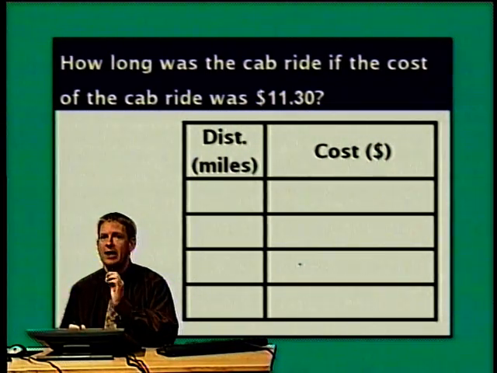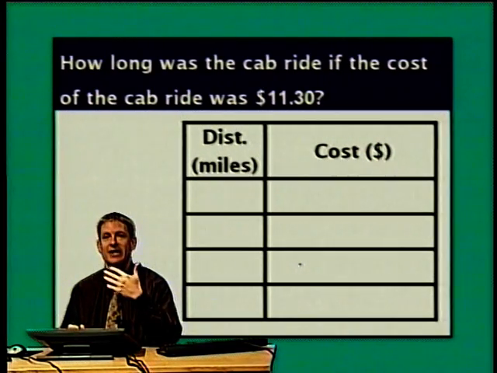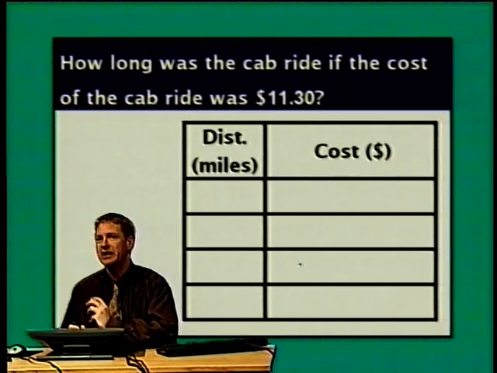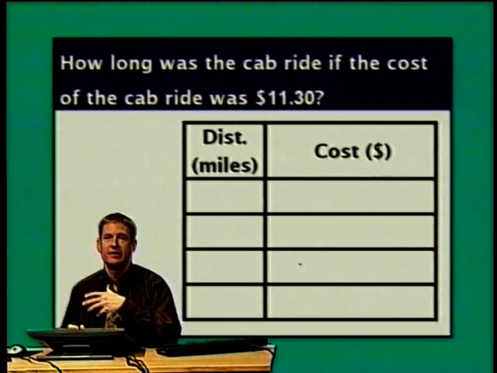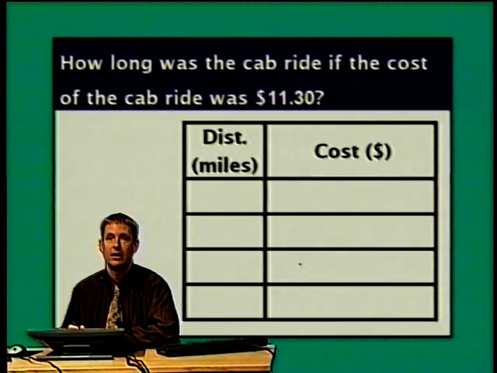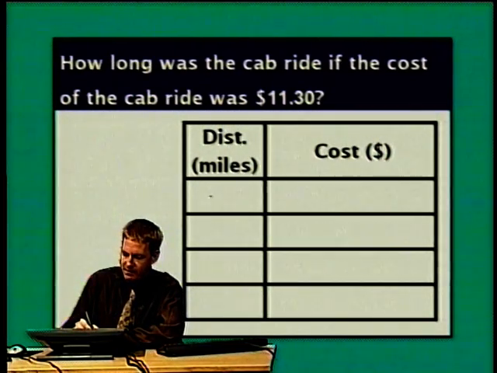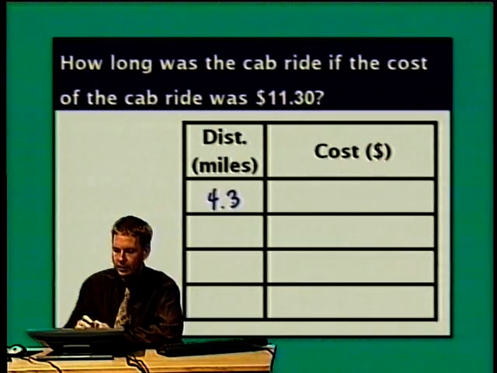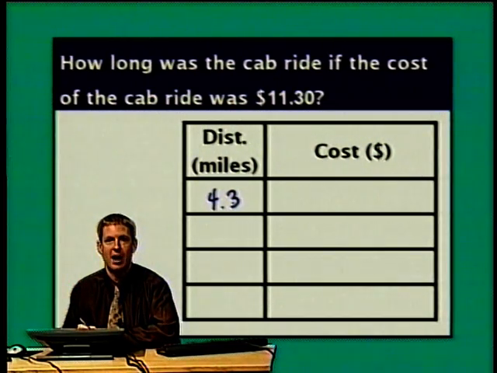Now the problem said assume that the fare goes up every 10th of a mile, so I think I only need to guess distances that end in even tenths. And I remember thinking that the distance is probably closer to 4 miles than 5 miles, so for my first guess, I'm going to guess 4.3 miles.